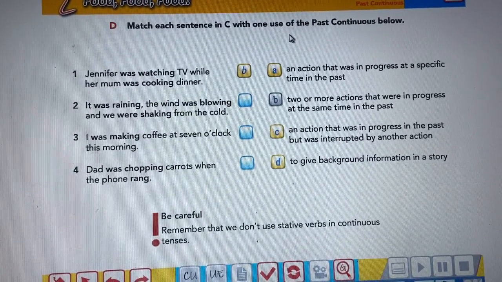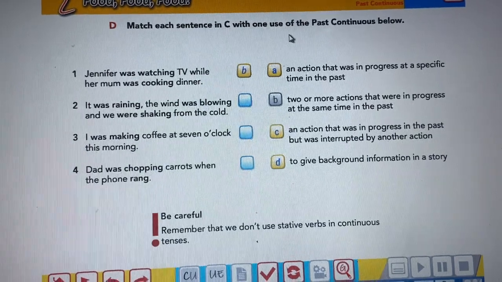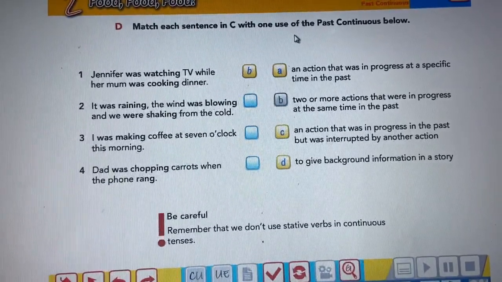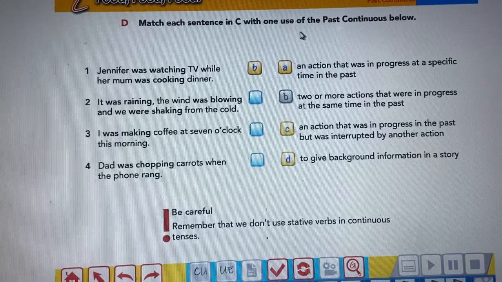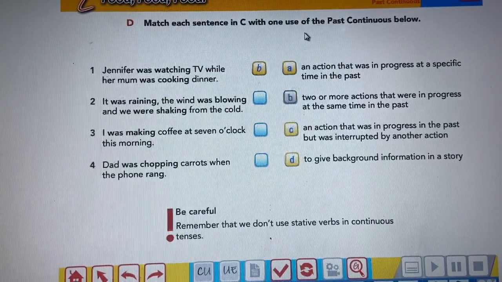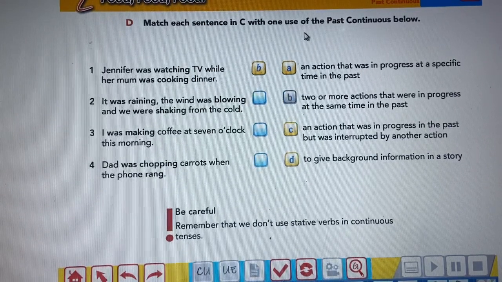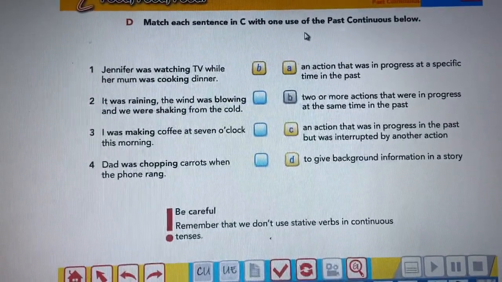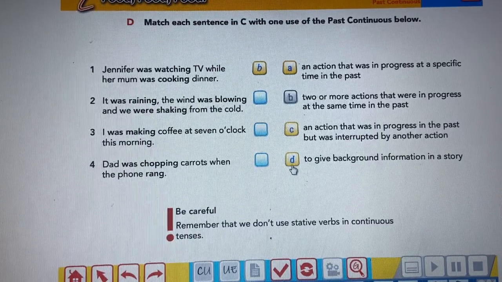Number 2: It was raining, the wind was blowing, and we were shaking from the cold. So here we have more than one action, and it seems like it's describing something. So the answer is number D, to give background information in a story. This is the background or the setting in the story. So the answer is D.